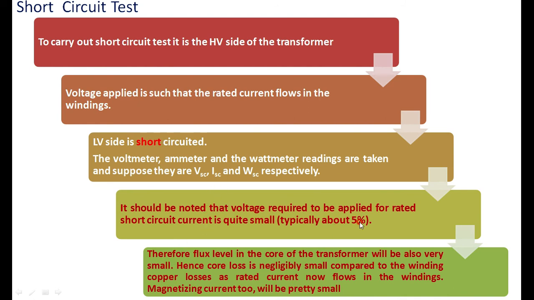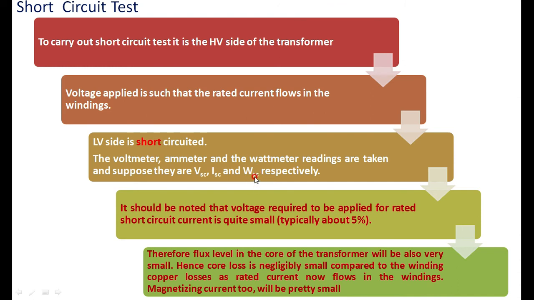You are applying a very small voltage, around 5%. However, the flux depends upon the applied voltage. You are not applying the rated voltage, only 5% of it. The core losses depend upon the flux, which in turn depends upon the applied voltage. Here the applied voltage is very small, therefore the core losses under the short circuit test are very small and totally neglected. Therefore, the losses occurring under the short circuit test are taken as the copper losses in the transformer.